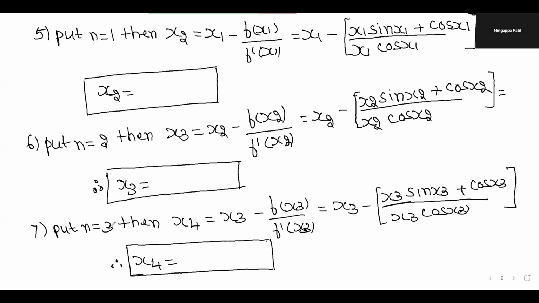Then put n equal to 3, then x4 equals x3 minus f of x3 divided by f dash of x3, which is x3 minus x3 sine of x3 plus cos of x3 divided by x3 cos of x3. Look here, this value you have to put here and find out. Don't do it manually. I will get the answer in only 3 seconds.